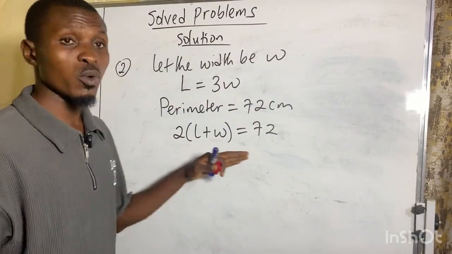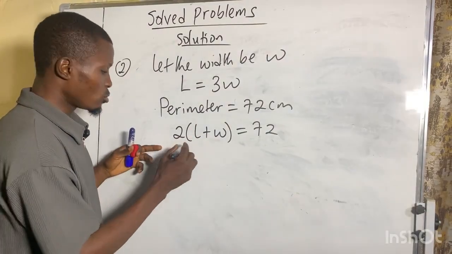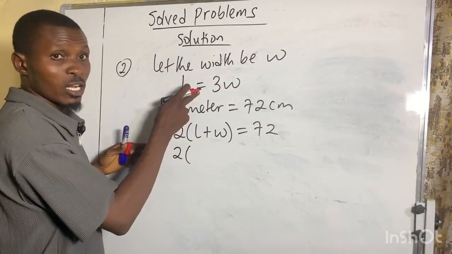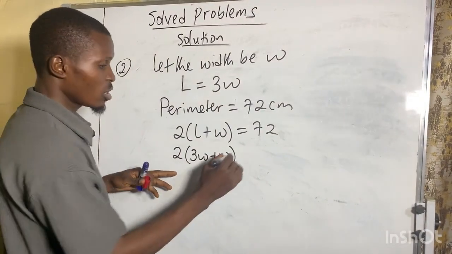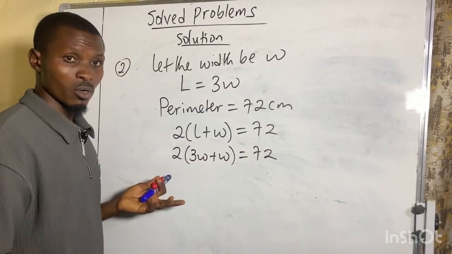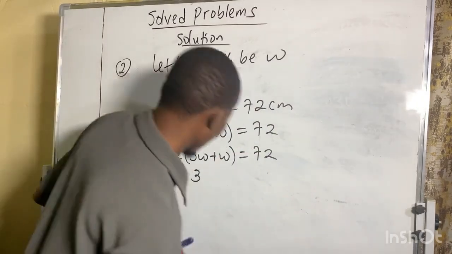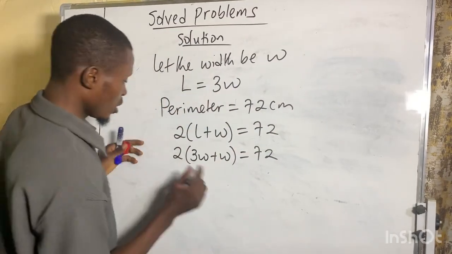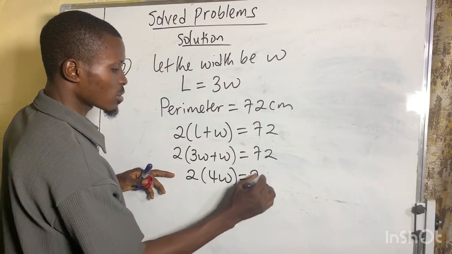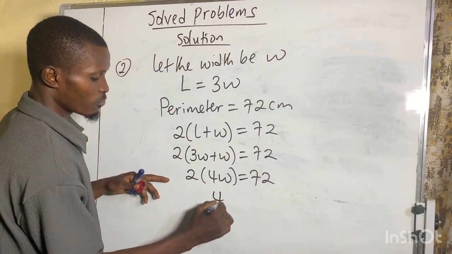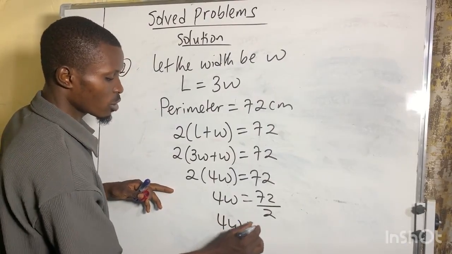So I'm going to form an equation in terms of W, meaning this L will be written in terms of W. So I'm going to have 2 brackets. Our L from the question is 3W, so we replace it with 3W plus W, equals 72. Let's evaluate the bracket. We have 2 times 4W equals 72. Divide both sides by 2. We have 4W equals 72 divided by 2. So our 4W equals 36.